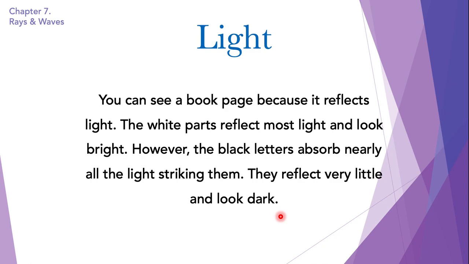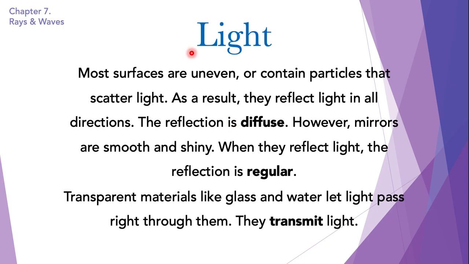Well, right now you're probably looking at a screen. Unlike a book page, a screen emits its own light. You're probably watching this video on your phone or your tablet or your laptop or any other device, and this device emits its own light, so it is luminous. Whereas a book page is non-luminous, it needs light to be reflected off of it for it to be seen. Most surfaces are uneven or contain particles that scatter light.